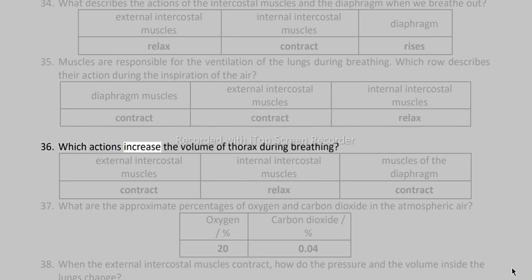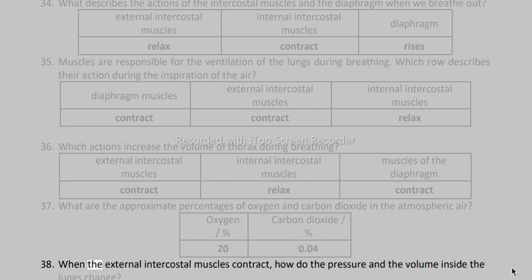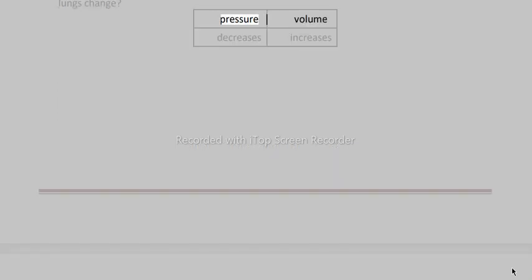36. Which actions increase the volume of thorax during breathing? External intercostal muscles contract, internal intercostal muscles relax, muscles of the diaphragm contract. 37. What are the approximate percentages of oxygen and carbon dioxide in the atmospheric air? Oxygen 20, carbon dioxide 0.04. 38. When the external intercostal muscles contract, how do the pressure and the volume inside the lungs change? Pressure decreases, volume increases.